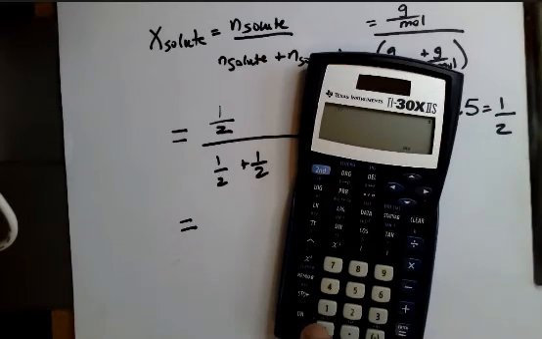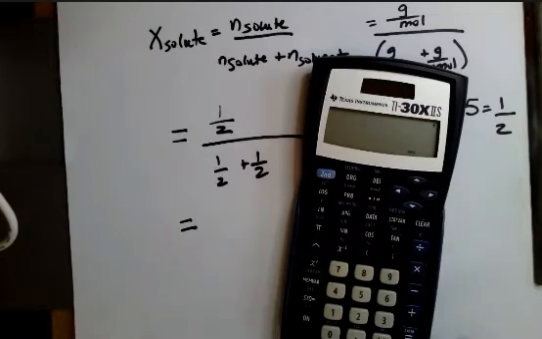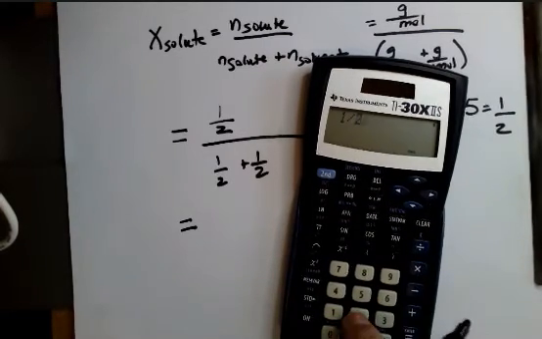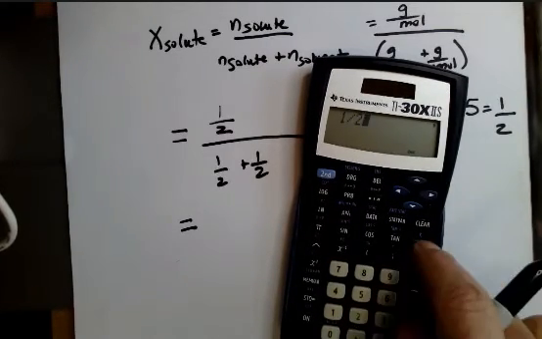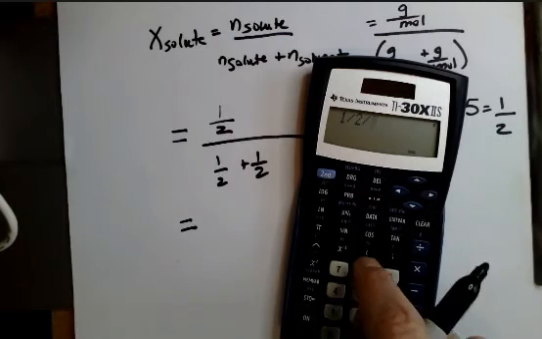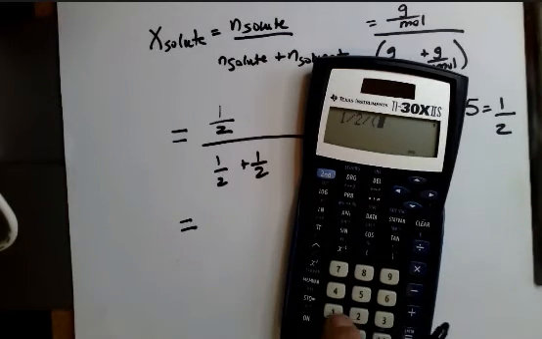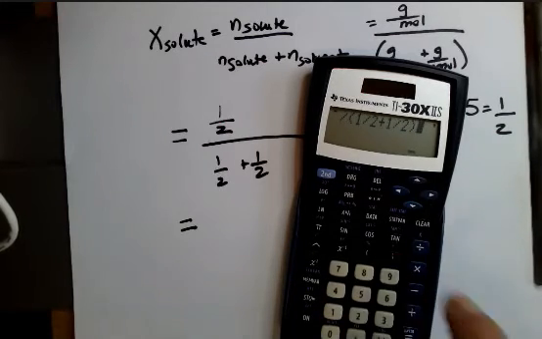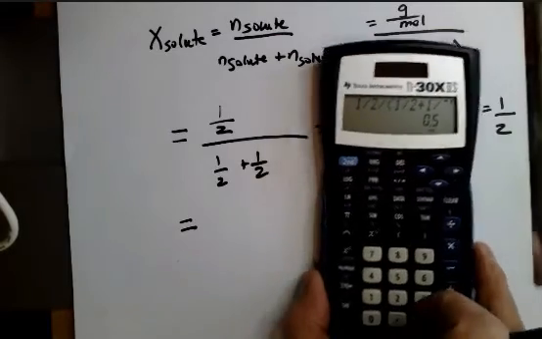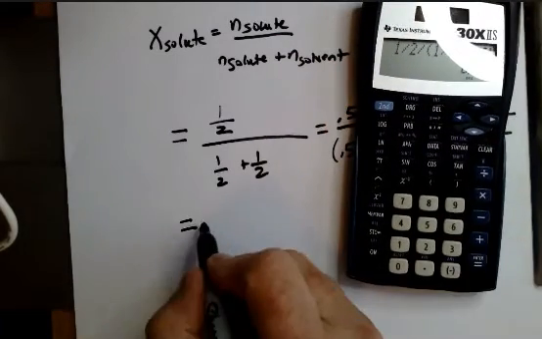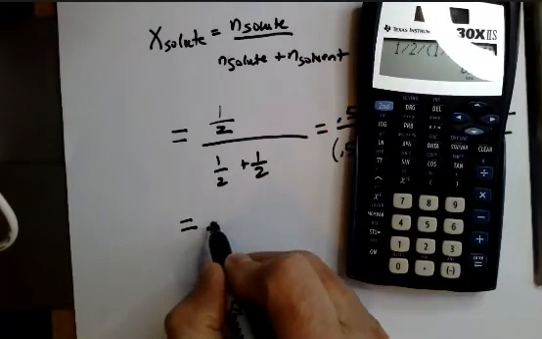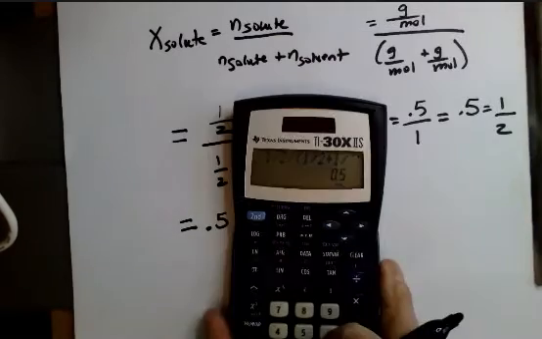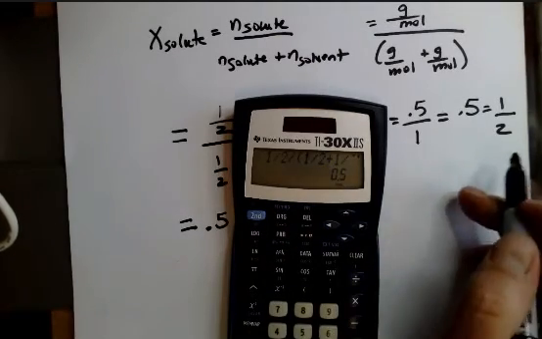In the calculator, let's turn it on and let's clear it, and let's say 1 divided by 2, and then let's divide this by, let's open parentheses, 1 divided by 2 plus 1 divided by 2, close the parentheses and hit enter. And so whenever I do it on the calculator, I get 0.5. That's what I get. And that jives.